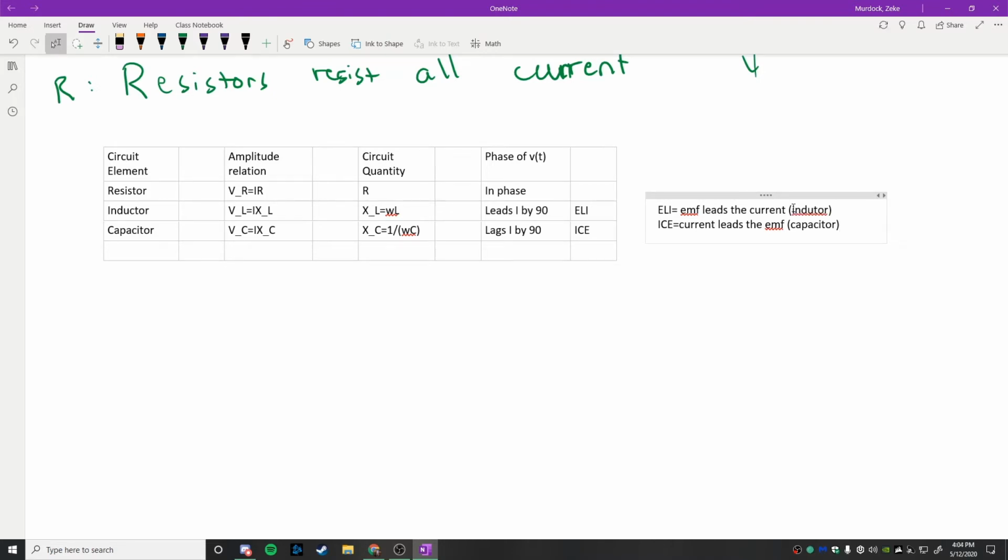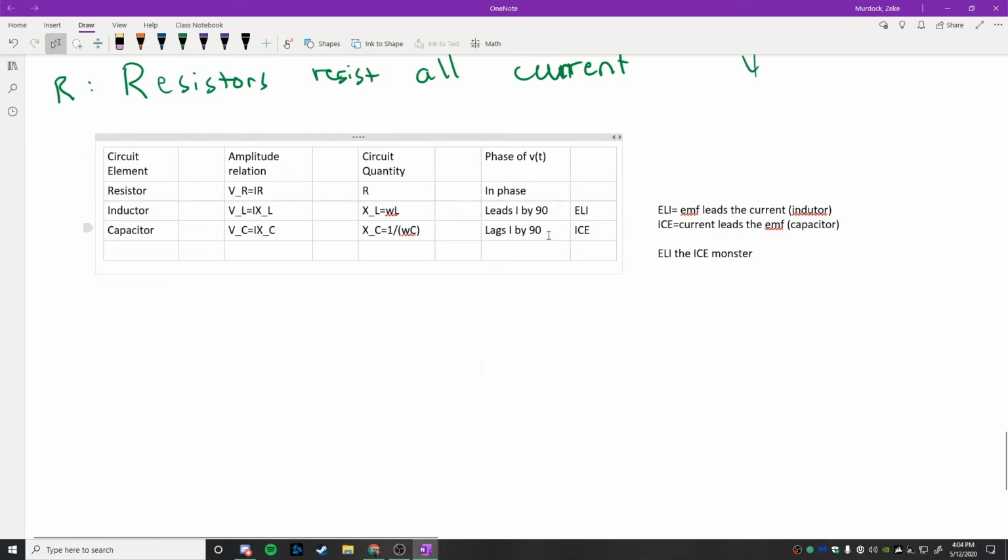And there's a mnemonic to remember all of these: Eli the ice monster. Something I learned a long time ago. This is kind of a summary of what happens in an AC circuit right here. You've got resistors, inductors, capacitors. One is V R equal to I R. This is V L equal to I X L. V C equal to I X C. And then this is what the quantity is, and this is the summary of how they all work.